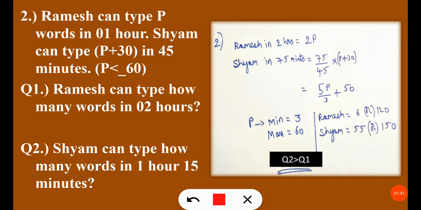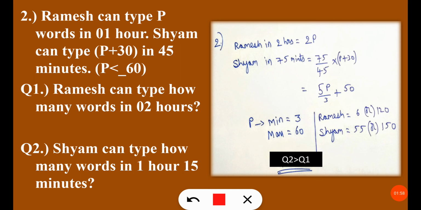As per the data, Ramesh can type 2P words in 2 hours. And Shyam can type how many words in 75 minutes? It will be 75 by 45 into P plus 30. After the simplification, we get 5P by 3 plus 50.